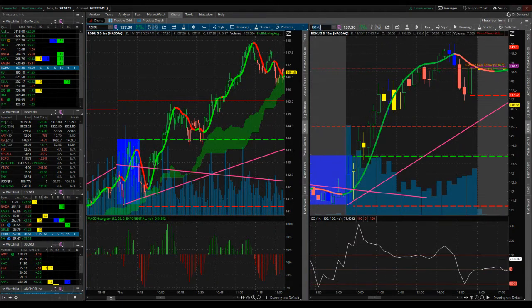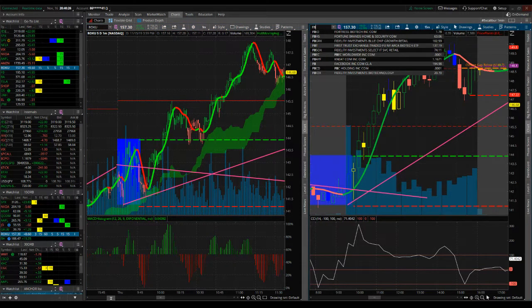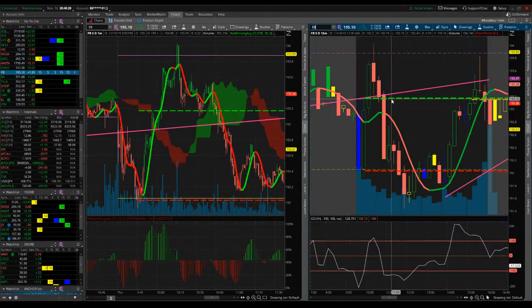Okay, so let's take a look here. The first example is Facebook. If we go back to the 14th right here, there was a bearish go bar at the open. Now I'm not going to show the macro Excalibur chart, but I will tell you that everything was red. So here's Sequoia.